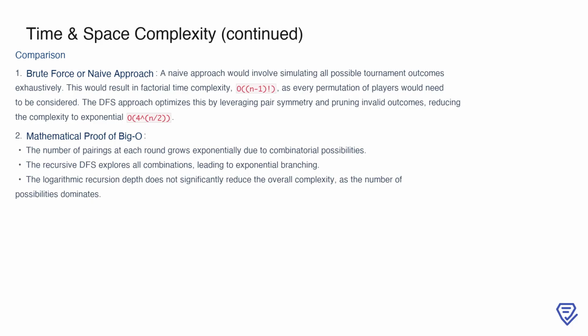To understand why the DFS complexity is exponential, consider the mathematical basis. The number of pairings in each round grows exponentially due to the combinatorial possibilities. Moreover, the recursive DFS explores all these combinations, resulting in exponential branching. While the recursion depth is logarithmic, the sheer number of possibilities at each level dominates, keeping the overall complexity exponential.